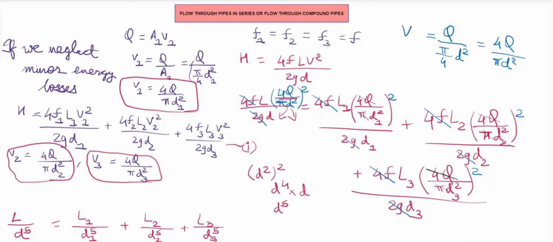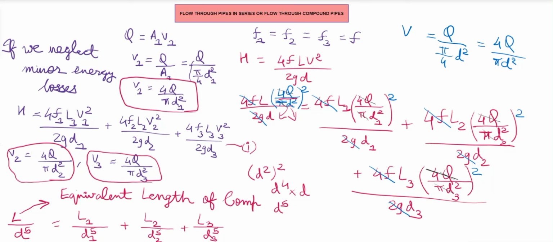This equation is used to find the equivalent length of a compound pipe, and this L is known as the equivalent length of a compound pipe, which is, we call it as a compound pipe, or we say that the pipes are in series.